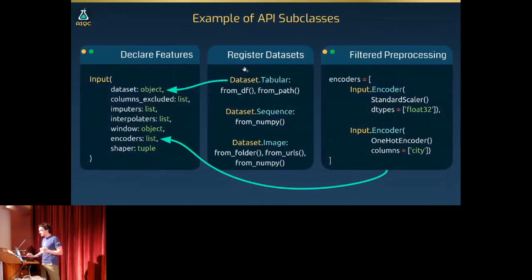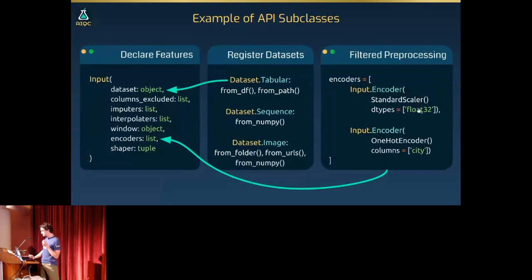If you jump into the subclasses of the high-level API, here's what that looks like. It's declarative. So a data set can be tabular, sequence, or image, and it comes from all the different types of objects that you would expect in data science. And there's a lot of different ways to pre-process. You don't have to use any of them. They're all optional. But when you do go to encode your data, it's extremely easy.